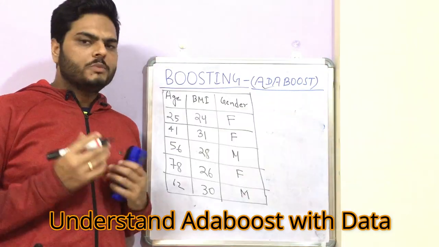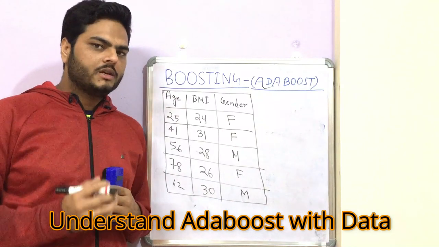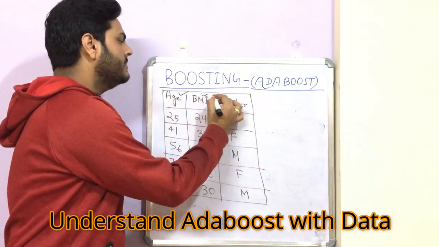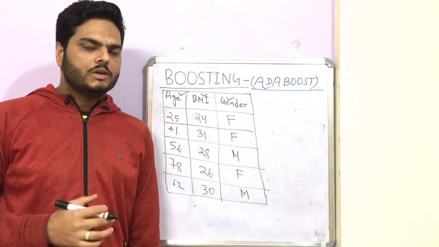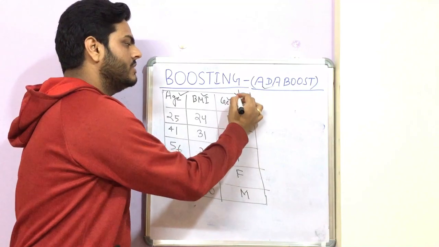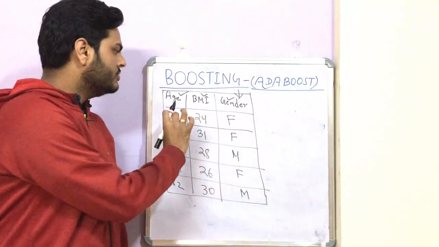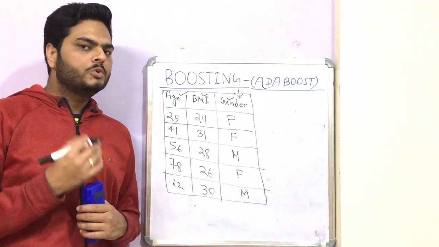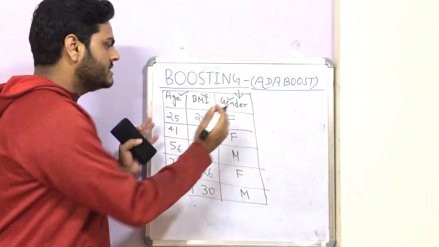I'm considering a simple example here. You can see this data, it has three columns: age, BMI and gender. This is dummy data that I have created. Here gender is the target column or response variable, and these two are the independent variables. Let's say we try to fit a boosting algorithm or AdaBoost on this data.